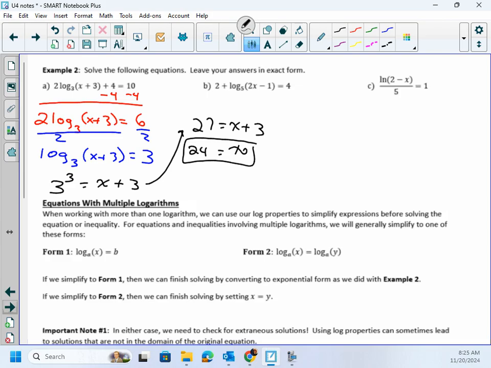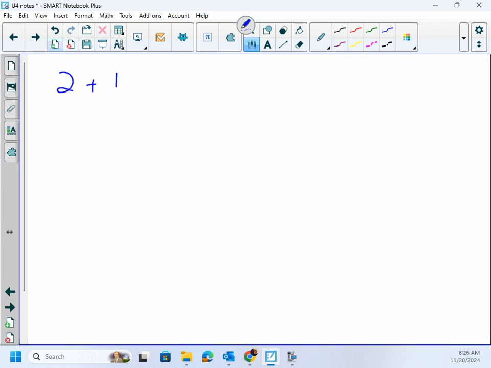Alright, so letter B. I'll put C on a different page, by the way. Letter B. 2 plus log base 5 of 2x minus 1 equals 4. And actually, I'm just going to stick this on a different paper, too. 2 plus log base 5 of 2x minus 1 equals 4. Make sure I wrote that correctly.